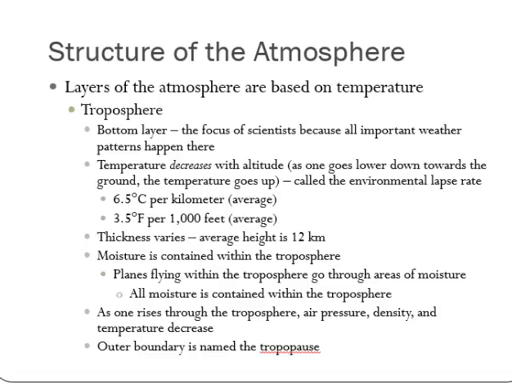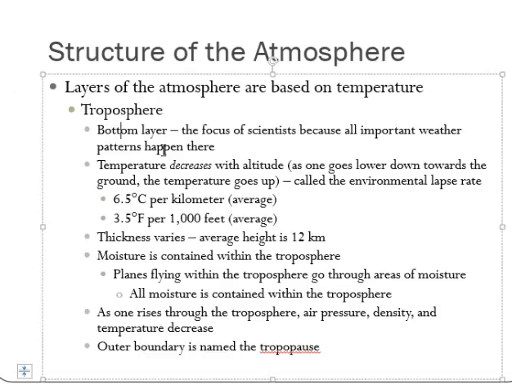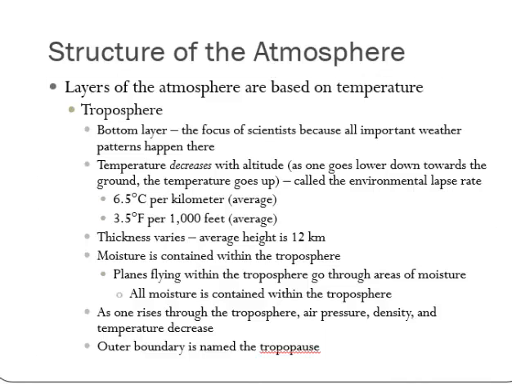So the layers of the atmosphere, you've got the troposphere, which is really where we live. That goes until about a mile up or so. Airplanes usually fly around the top of the troposphere. The troposphere is the bottom layer. This is where the important weather patterns happen because they're important to us. What happens above that doesn't really matter to us very much.